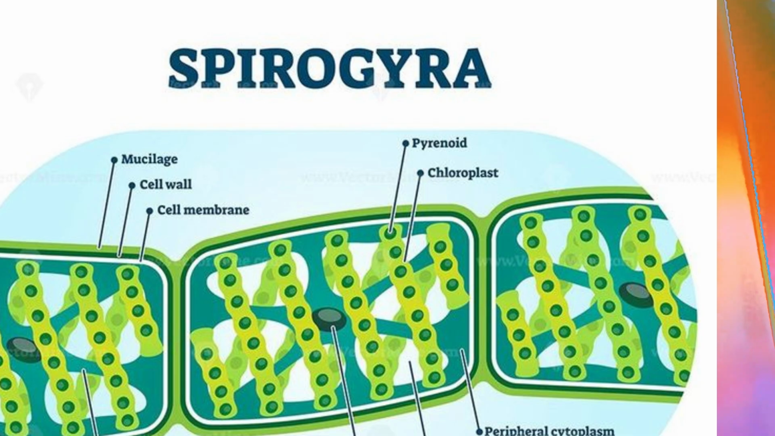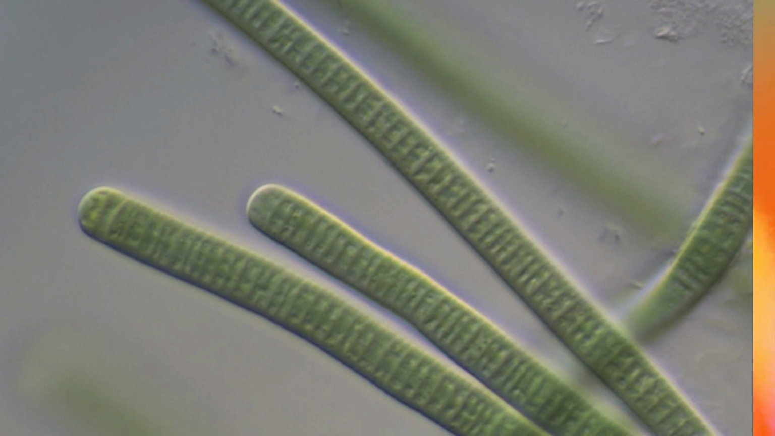Some cells occur in filamentous forms. Examples are Spirogyra, Oscillatoria, and Edogonium.